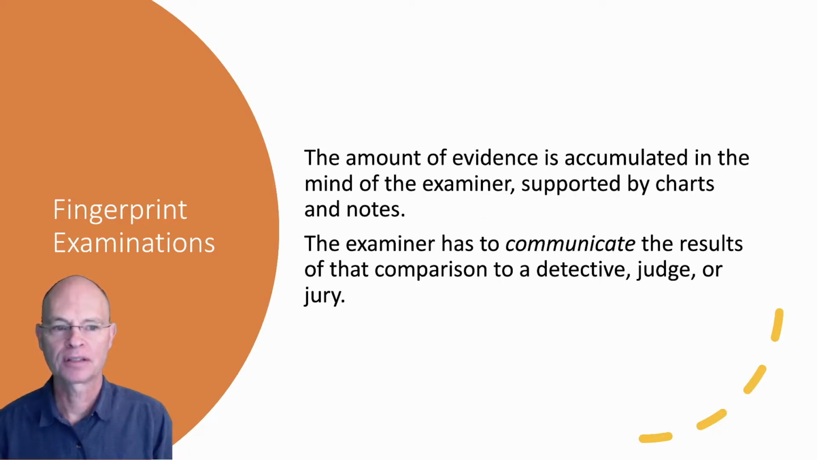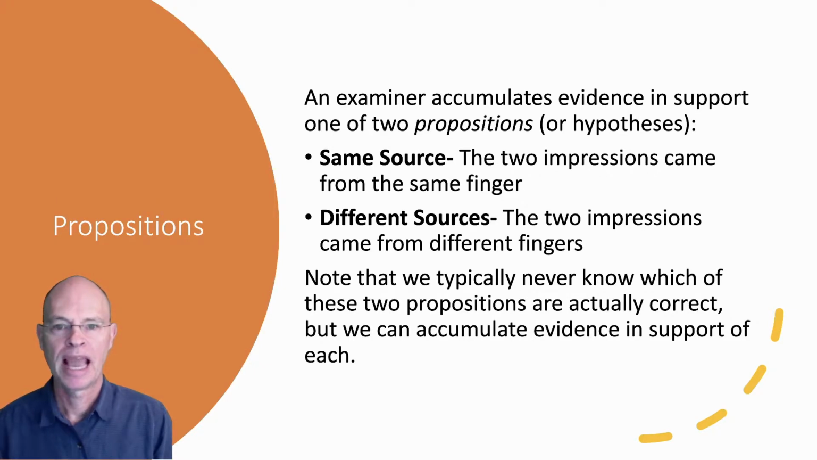The amount of evidence is accumulated in the mind of the examiner, supported by charts and notes. The examiner has to communicate the results of that comparison to a detective, judge, or jury. An examiner accumulates evidence in support of one of two propositions or hypotheses. The first is same source, the two impressions came from the same finger, and the second is different sources, the two impressions came from different fingers. Note that we typically never know which of these two propositions is actually correct, but we can accumulate evidence in support of each.